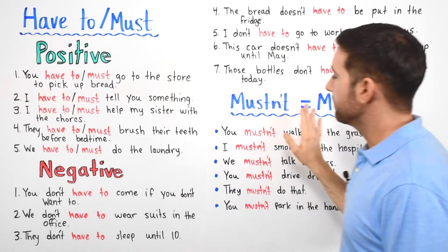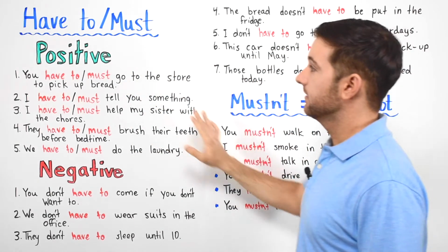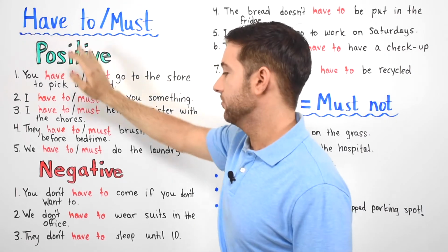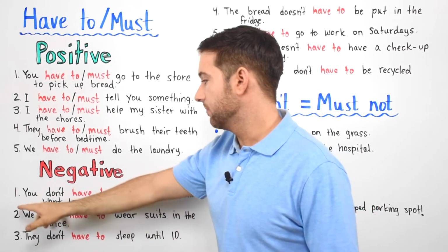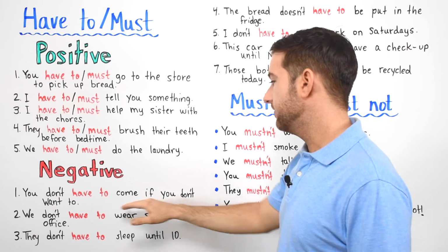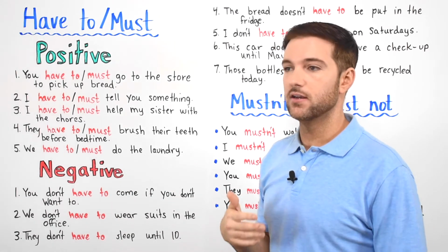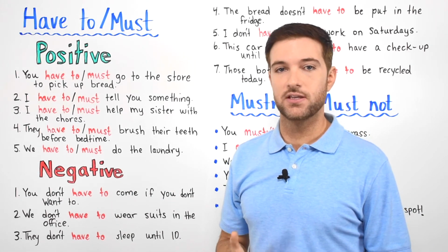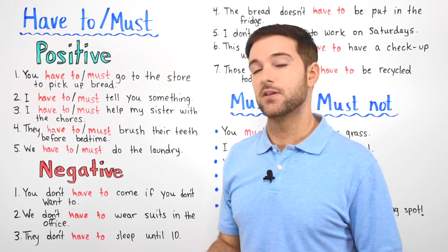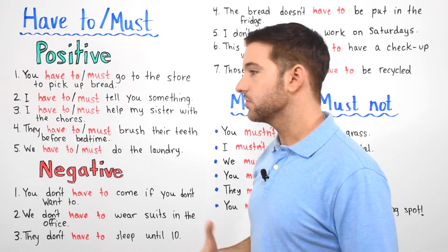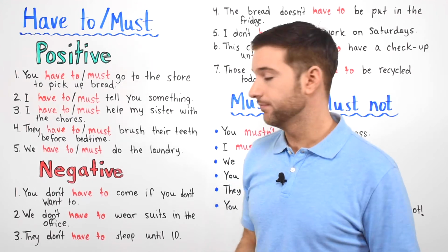We're going to use it over here, but that's a little different, okay? Let's stick with don't have to right now with the negative form. Number one, you don't have to come if you don't want to, okay? You're not obliged to come, okay? Nobody's going to force you to come if you don't want to, okay? There's no pressure. You have no pressure.